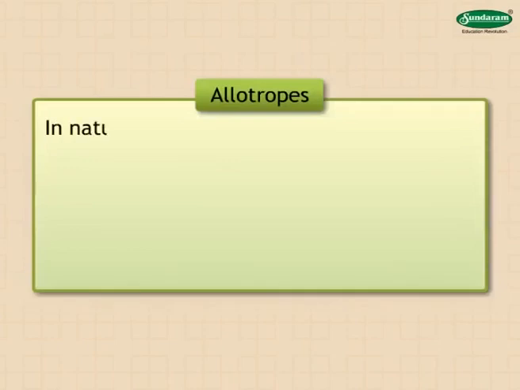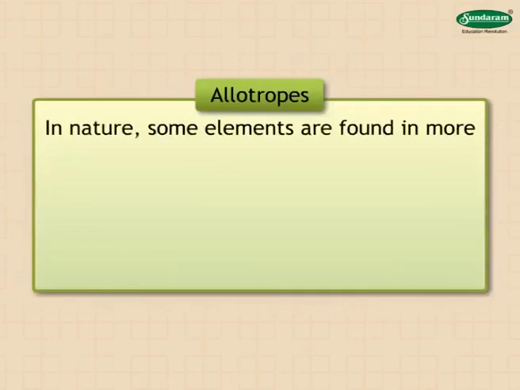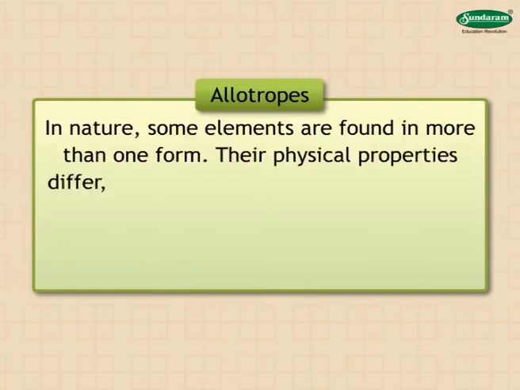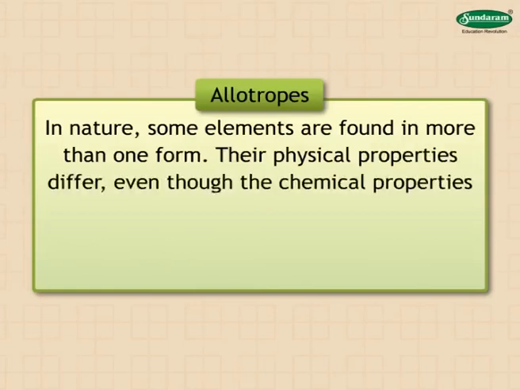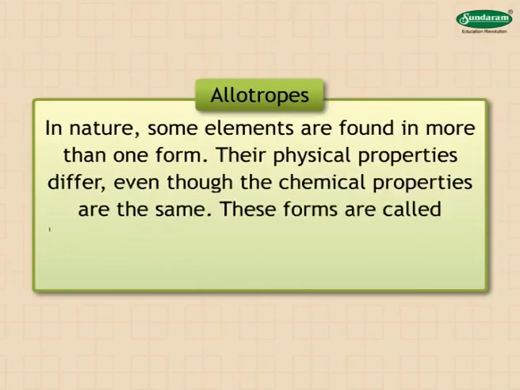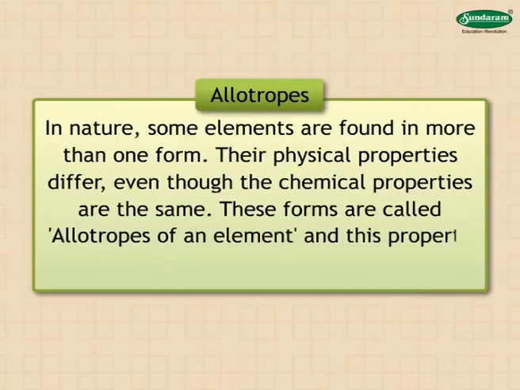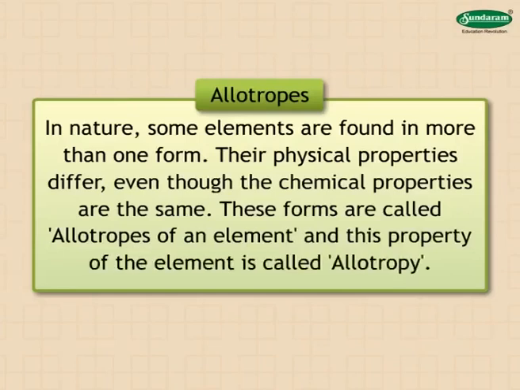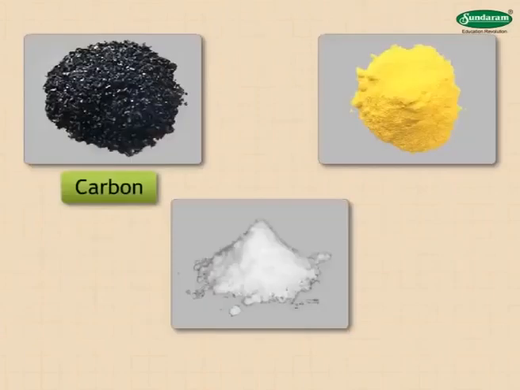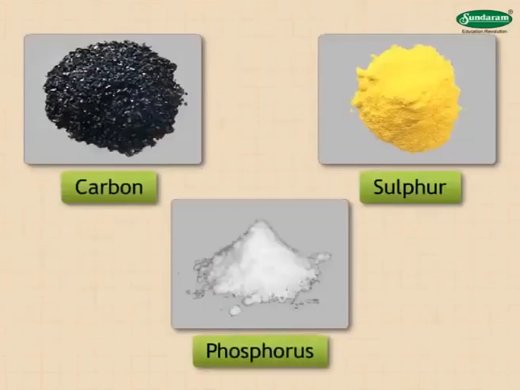Allotropes. In nature, some elements are found in more than one form. Their physical properties differ, even though their chemical properties are the same. These forms are called allotropes of an element, and this property of the element is called allotropy. Example: carbon, sulfur and phosphorus.